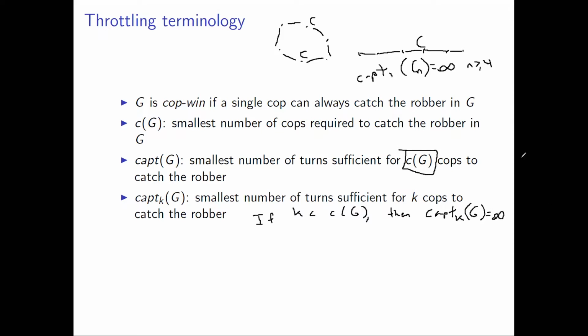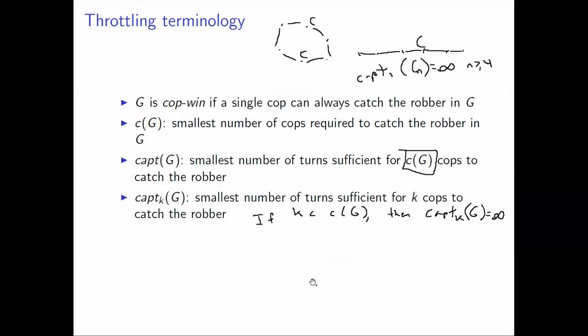Because if you use fewer than the cop number of cops on G, then the robber can just evade capture forever. So the robber would never get captured. So we just write capt_K(G) equals infinity in that case. Infinity represents the fact that the robber just moves forever without getting captured.